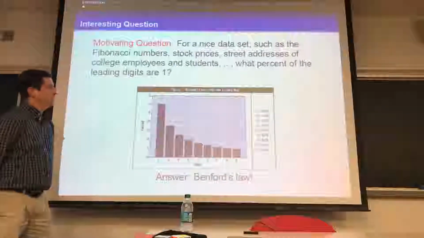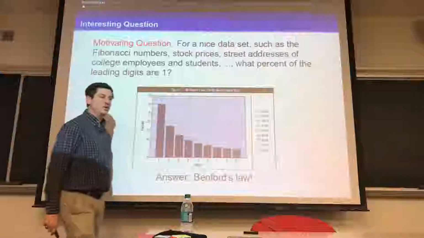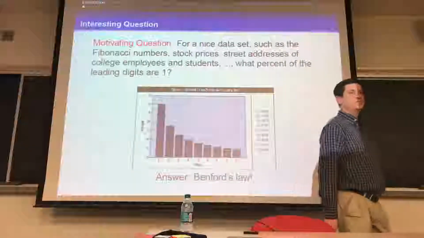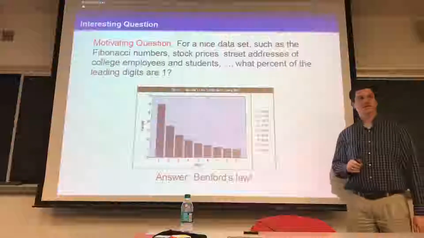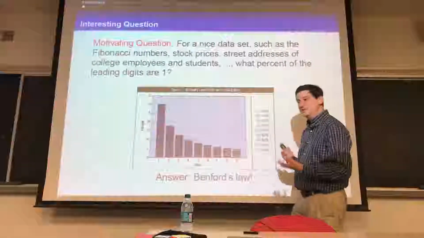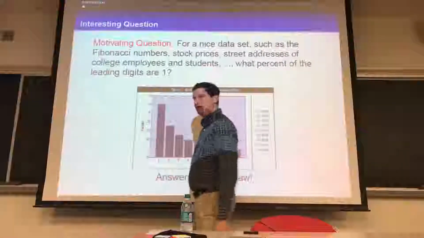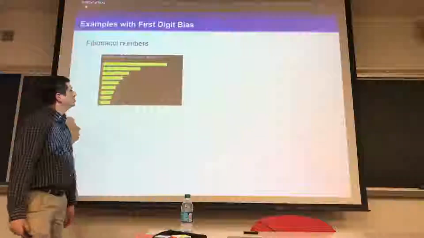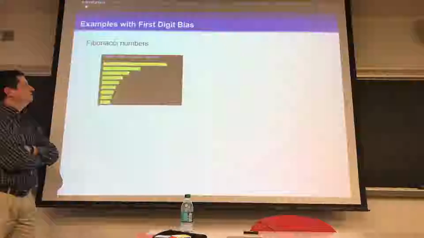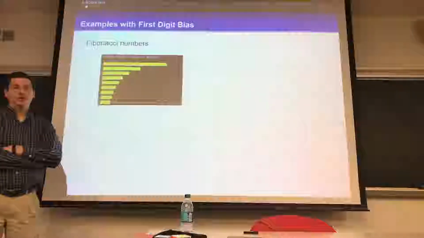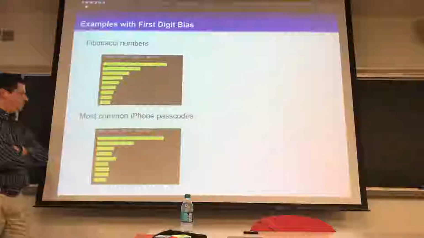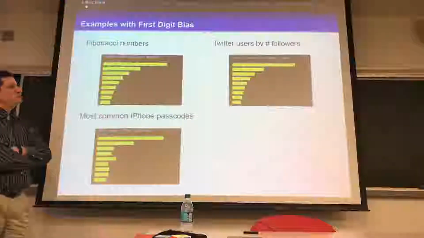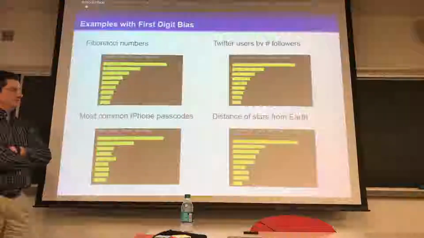It turns out that in a lot of systems of data, you have about 30% of the time starting off with a 1, and only about 4.6% of the time starting off with a 9. In addition to being of interest, this actually has a lot of fascinating applications. If you look at Fibonacci numbers, they fit this very well. I would prefer not to mention how I got the stuff for the second plot. Twitter users' followers, distances of stars from Earth.